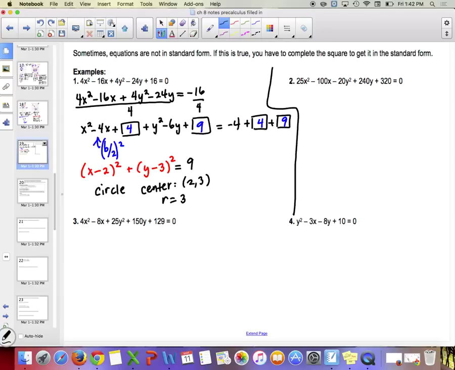All right, so how do you think we could tell from the beginning that that was a circle? Look at your x squared and your y squared terms. Yeah, the numbers out front are the same. It's 4x squared and a 4y squared with a plus in between them, right? So it would be a circle in that case.